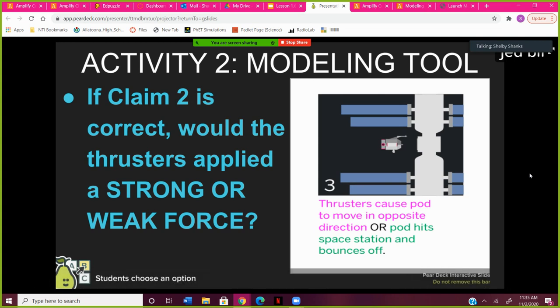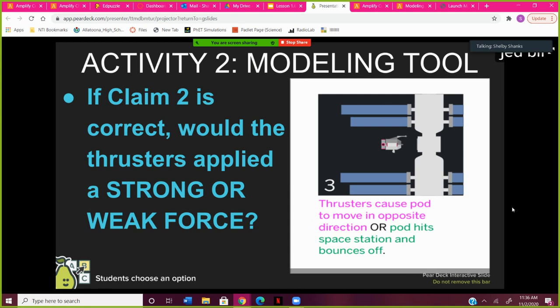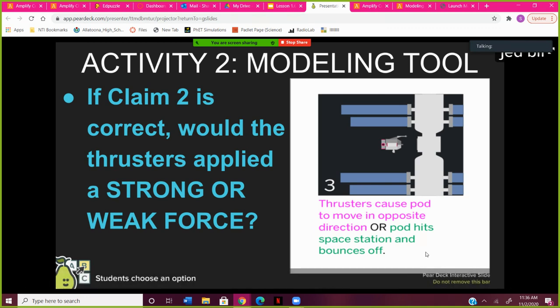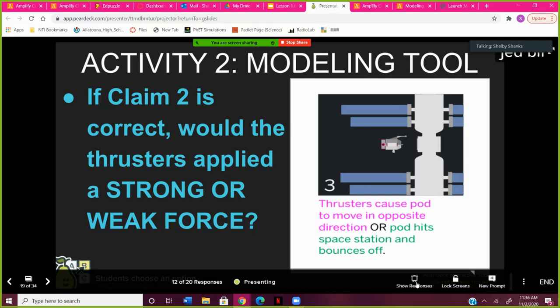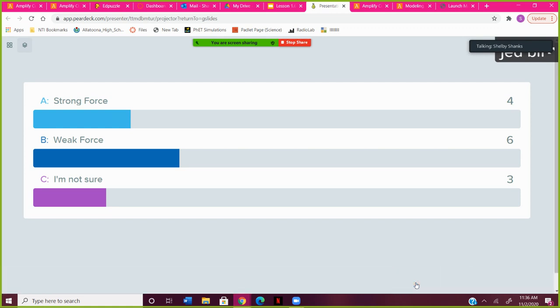Thank you to those who are responding in our Pear Deck. All right, so make sure we're answering that question. If claim 2 is correct, even if we don't think claim 2 is correct, make sure we're responding to that. All right, so we know that claim 2 says that the pod hits the space station and bounces off. Ooh, we're kind of all over the place here.